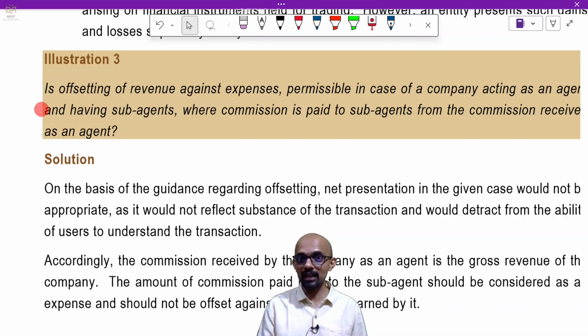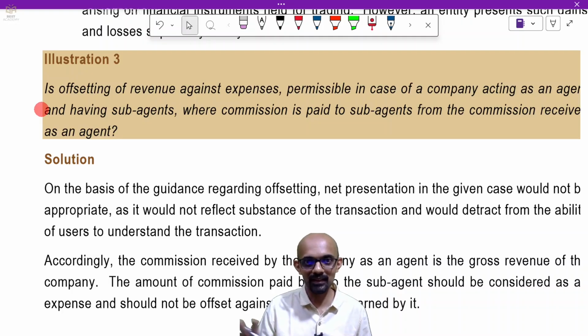But this commission agent also has sub-agents and he is paying commission to them. Can he net both commission received from head office and commission paid to sub-agents? That obviously does not reflect the substance of a single transaction, right? They are two different transactions. They have to be presented separately only. They cannot be offset, right?